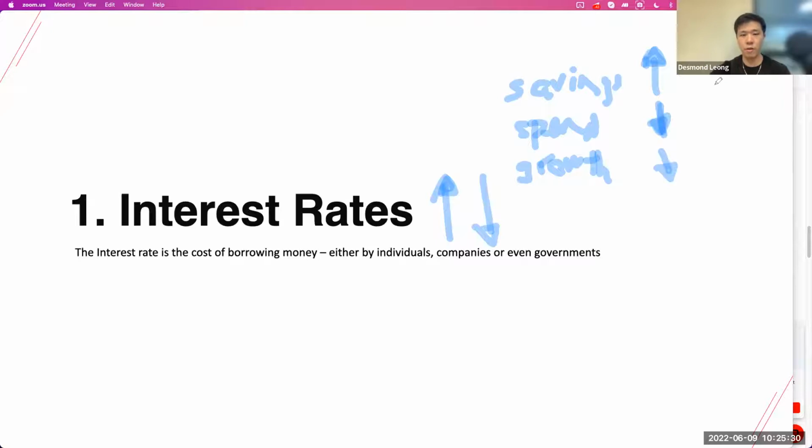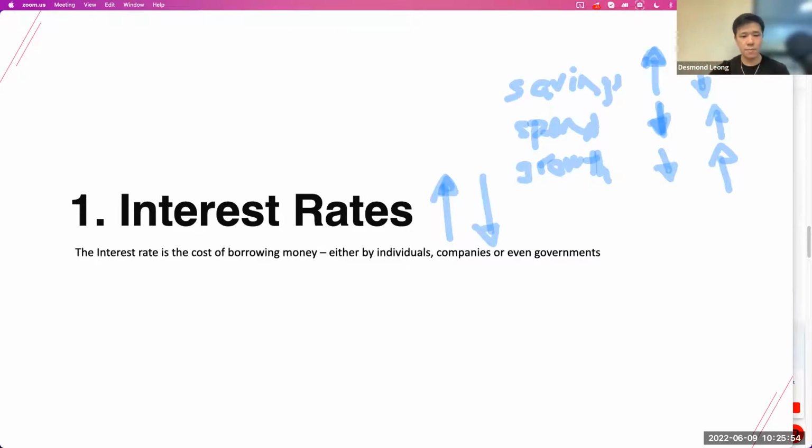People are going to borrow more, and so basically they're saving less. They're going to spend more, and then their growth is going to increase. So who decides these interest rates? The central banks meet every month to set these interest rate levels, so that they know how to stimulate the economy.